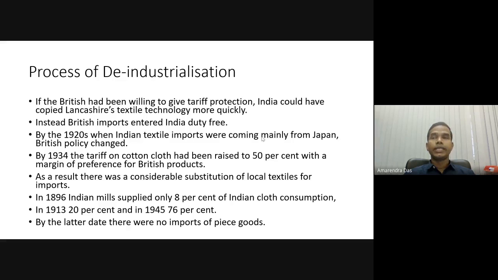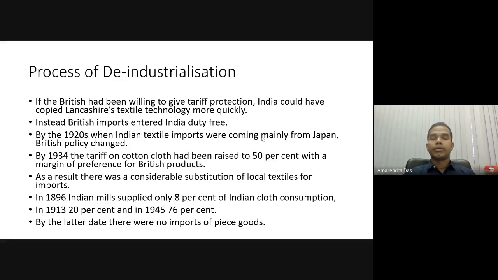In 1896, Indian mills supplied only 8% of Indian cloth consumption. That is a very bad situation. It means imported products became cheaper, and that's how Indian industry could not compete with them. Of the cloth consumed in India, only 8% was produced by the Indian mills, and the rest came from England.